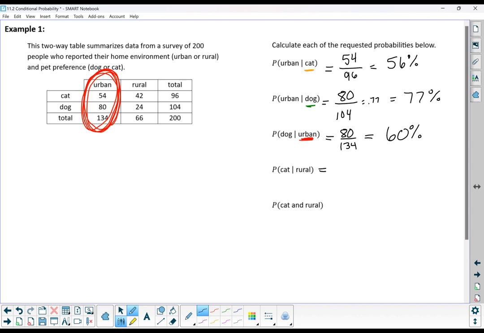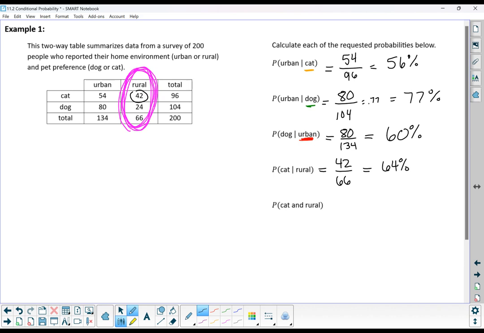Okay, let's do one more conditional probability here. We want to know the conditional probability that they prefer cats given that they live in a rural environment. So this will be focusing on this condition. We know it is known that they live in a rural environment. So our fraction here is going to be out of 66, and those that prefer cats, number 42. So 42 divided by 66 gives us 64%.